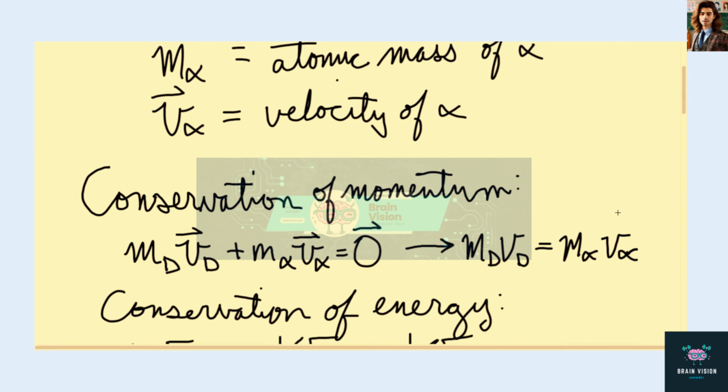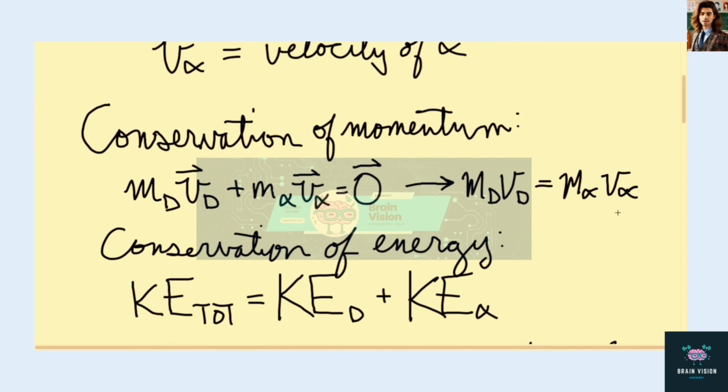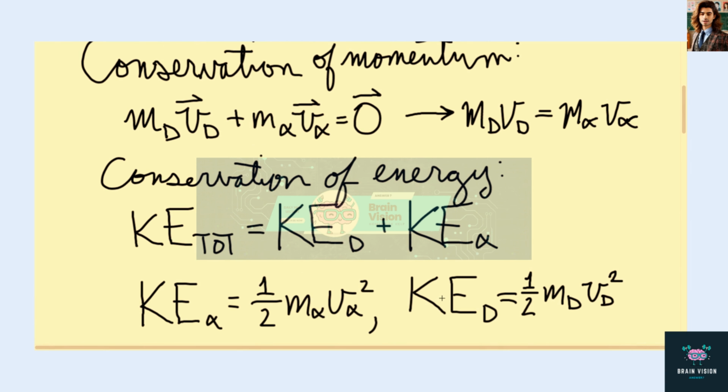The second property we will utilize is conservation of energy. Since there's no mention of potential energy in this problem, all that we're considering is kinetic energy, and energy is conserved as follows. The total energy of the decay process is equal to the kinetic energy of the daughter nucleus plus the kinetic energy of the alpha particle. Each of these can be expressed in its usual form. For the alpha particle, the kinetic energy is 1/2 times its mass times its velocity squared. Similarly, for the daughter nucleus, it's 1/2 times its mass times its velocity squared.